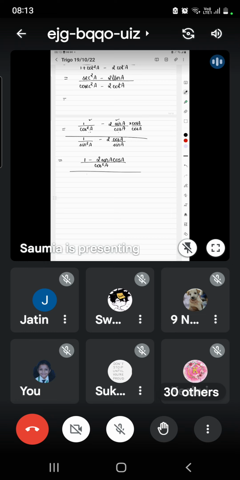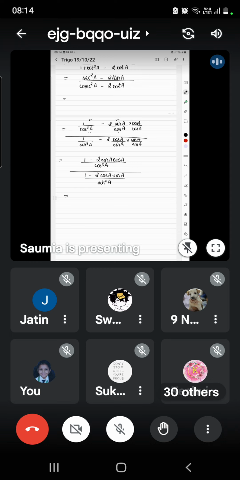Same thing I can do with this also. I can just multiply this by sin A and sin A to make the denominators equal. So I will have 1 minus 2 cos A sin A upon sin square A. Now what do I get?